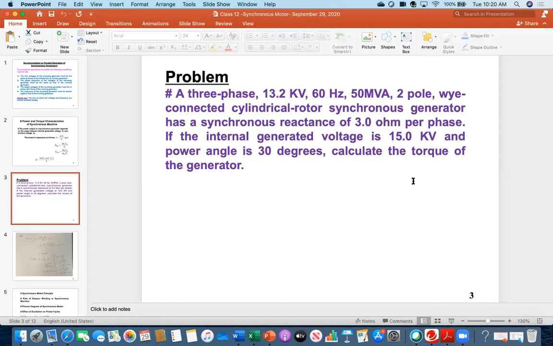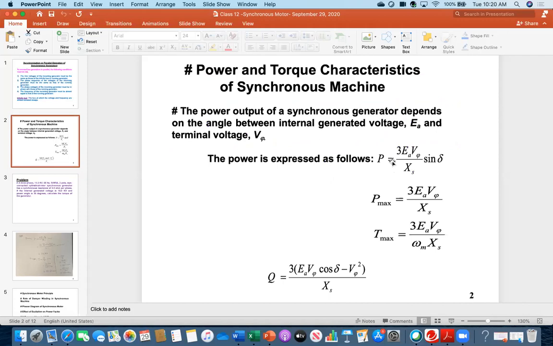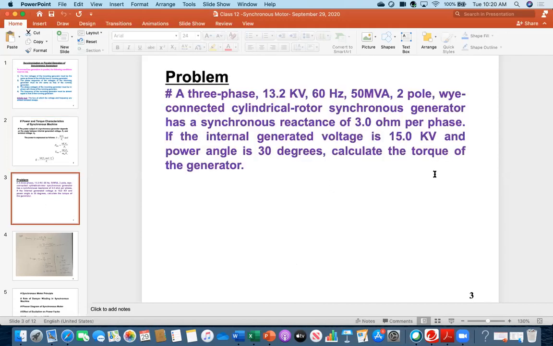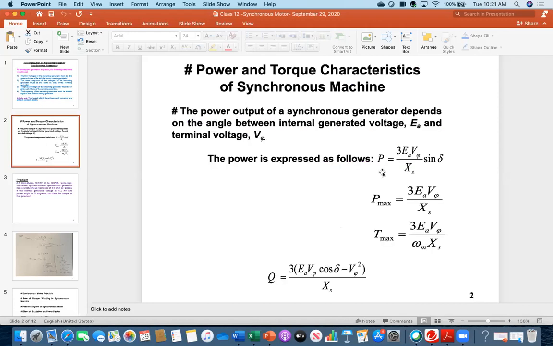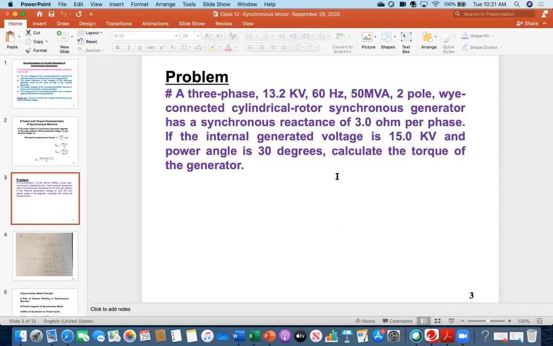So for this problem, at first you will be calculating the power. You all will be calculating power by using this equation. And once you get the power value, then the question is to calculate the torque. You will be dividing by the speed in radian per second. That's all. So please use this equation and then let me know what power value you are getting.